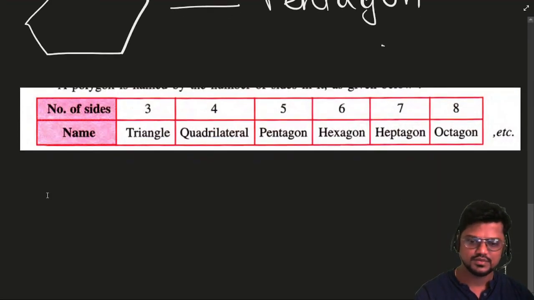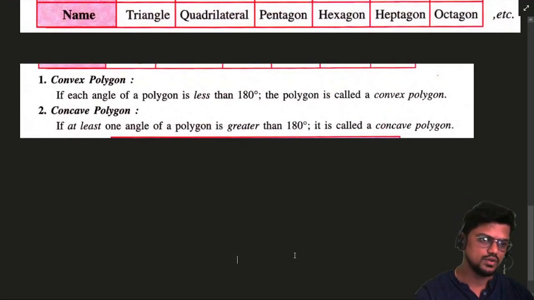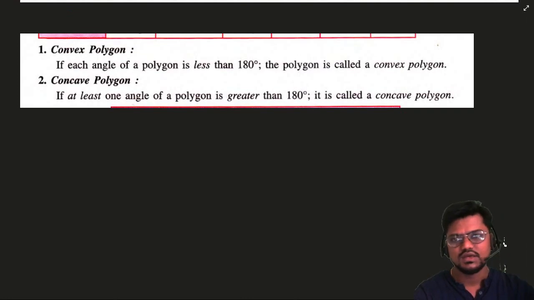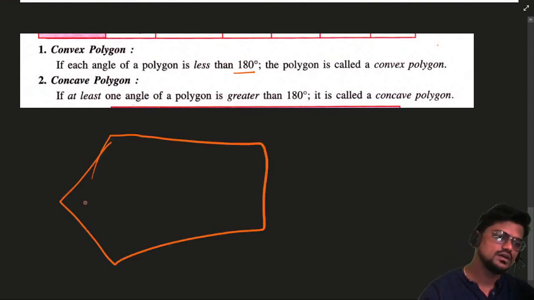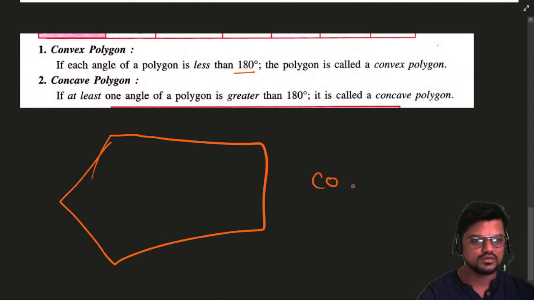Now, what is a convex polygon and a concave polygon, as I have displayed here? If each angle of a polygon is less than 180 degrees, then the polygon is called a convex polygon. If I draw any polygon like this, all the angles are less than 180 degrees. Then it is a convex polygon.